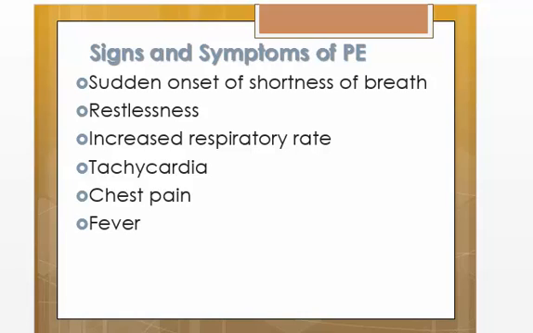The next slide, signs and symptoms of PE. They depend on the size and the location of the emboli, but symptoms may include sudden onset of shortness of breath, restlessness, increased respiratory rate, tachycardia, chest pain, and fever. Sometimes with massive emboli, there could be shock and loss of consciousness. The pleuritic chest pain usually increases with respiration, and the patients often have a moderate amount of hypoxemia.